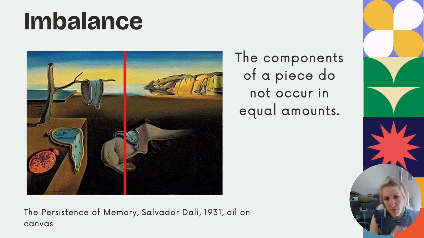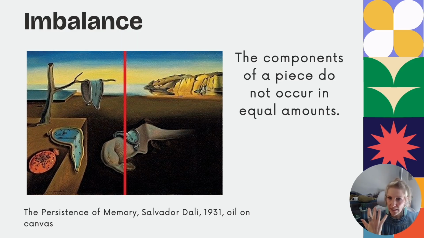So if we look at this painting here, The Persistence of Memory by Salvador Dali, that red line in the center divides this composition in half for our viewing purpose. It's not original in the painting, but we can see that there's an imbalance here. There's not an equal distribution of weight on either side of that axis.